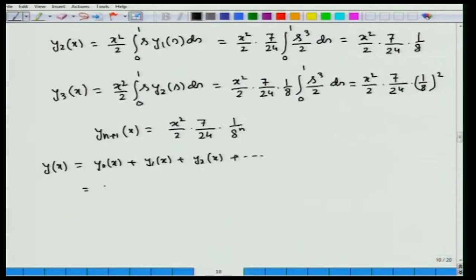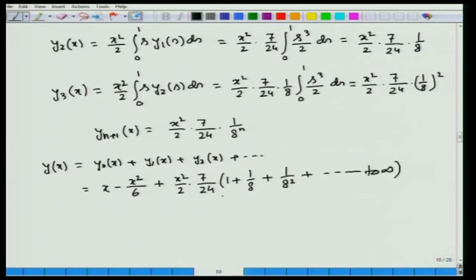y(x) is equal to y0(x) plus y1(x) plus y2(x) and so on. This will be equal to x minus x square by 6, and then from the rest of the terms we can take x square by 2 into 7 by 24 common, then it will be multiplied with 1 plus 1 by 8 plus 1 by 8 square plus dot dot up to infinity. And this is nothing but a geometric series, and the sum of this series is 1 by 1 minus 1 by 8, with common ratio r satisfying modulus r less than 1. After some algebraic manipulations, this is 7 by 24 times 1 by 1 minus 1 by 8. So, this denominator will be 7 by 8.